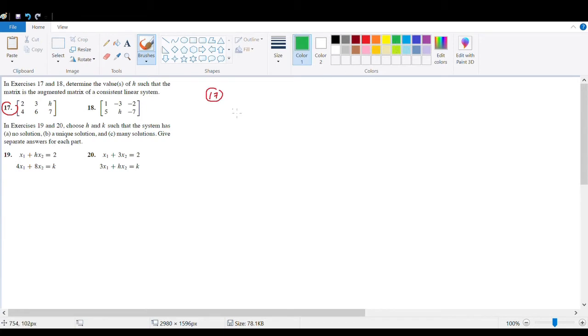So the first row operation, we can make row 2 equal minus 2 row 1 plus row 2. For the system to be consistent, it does not mean that it should be in reduced echelon form. It will be enough to make it just in echelon form only. So row 2 is equal to minus 2 row 1 plus row 2. That will give us the new matrix, which is 2, 3, h, and here we have 0, 0, minus 2h plus 7.